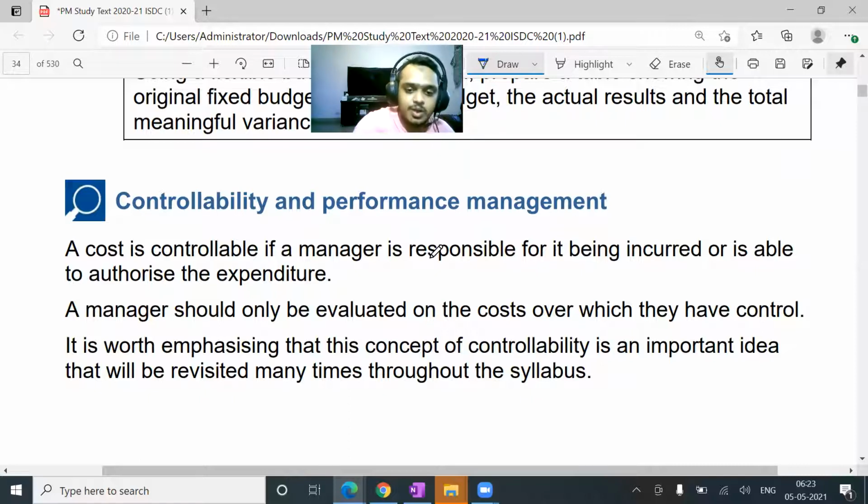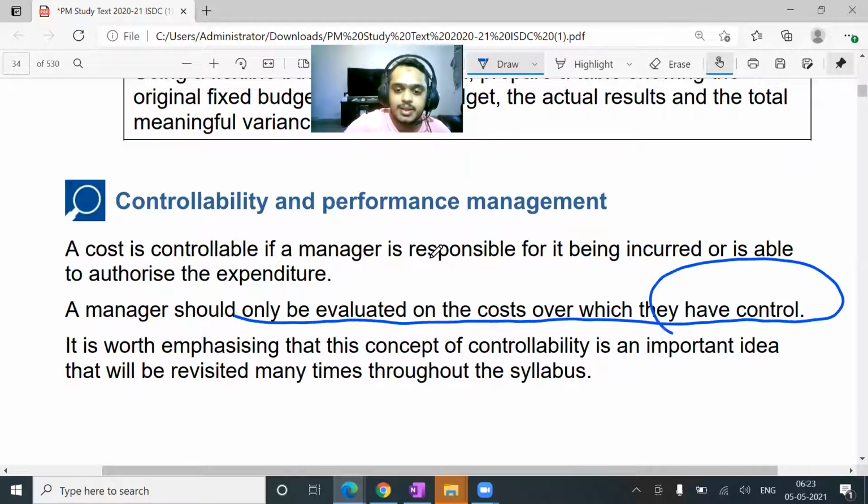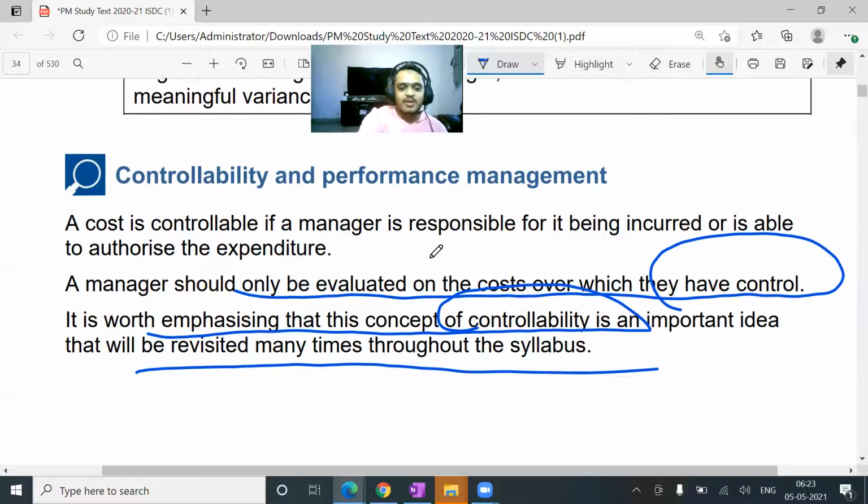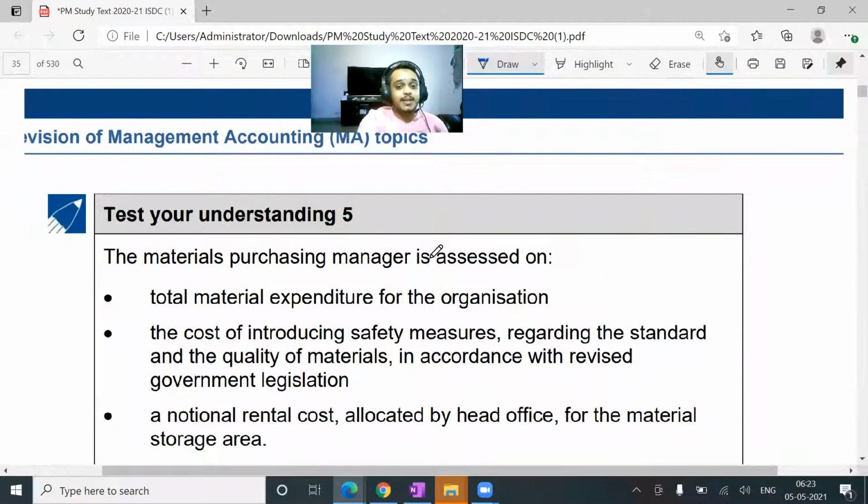Now, a manager should only be evaluated on costs which are within their control. It is worth emphasizing that this cost controllability is an important idea that will be revisited many times throughout this syllabus. In fact, we can go at this in the auditing concept also, how a manager or an organization can go through and see why these controllable costs are not controlled properly, why the costs are going haywire. It's a big time problem, so the manager can be visited again on this point. We'll also be looking at this in the upcoming syllabus too.